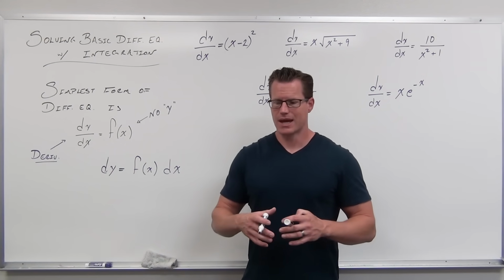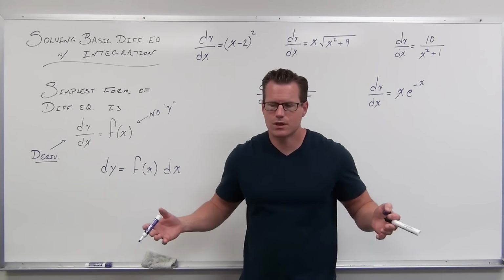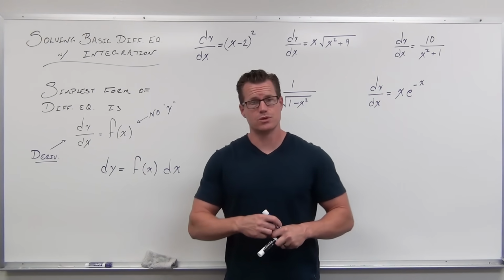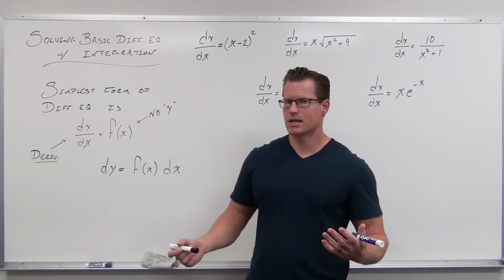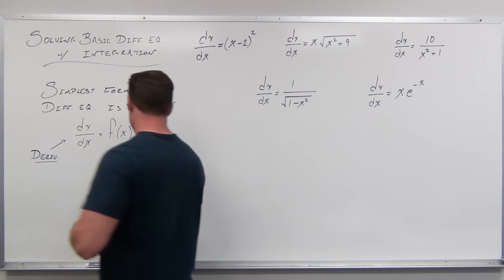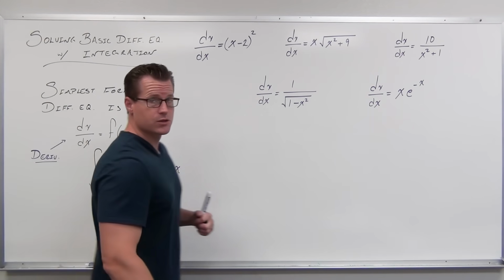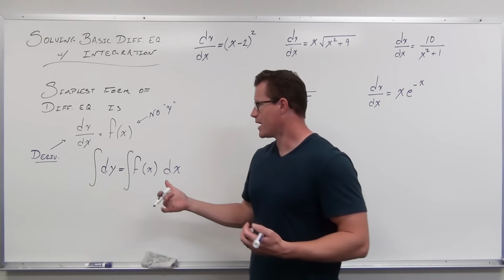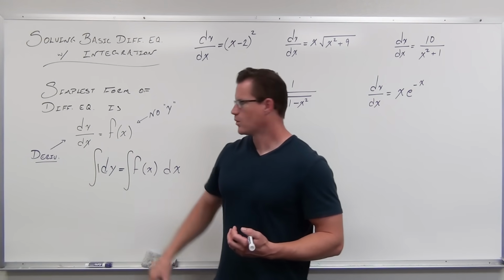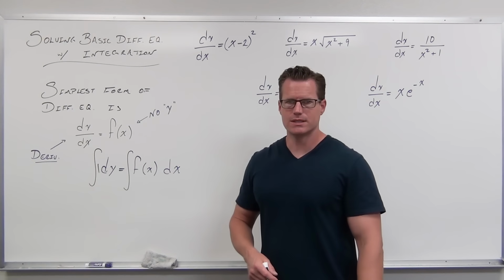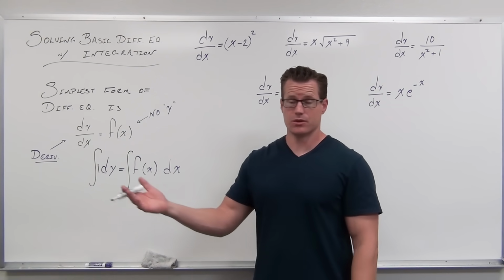Now, because we have an equation, you can do whatever you want to an equation as long as you do it to both sides. We can actually take an integral of both sides. So if you take an integral of dy, well, think of that as 1 dy. Take an integral of 1 dy with respect to y, and you're going to get a y.